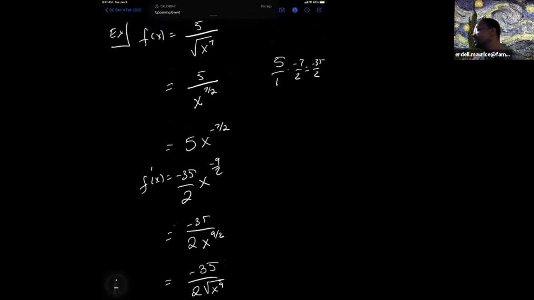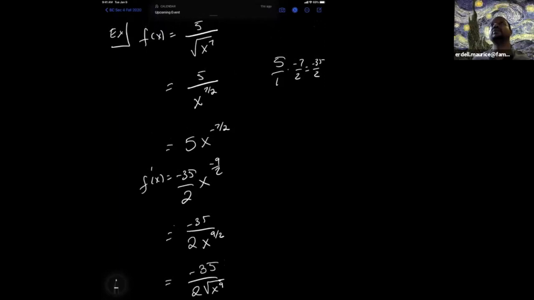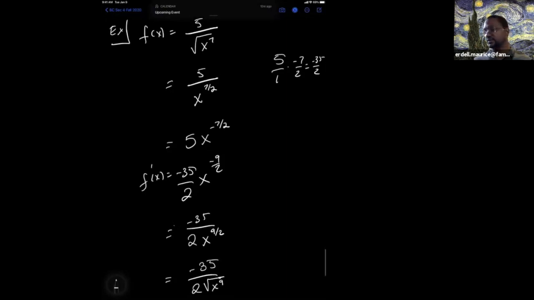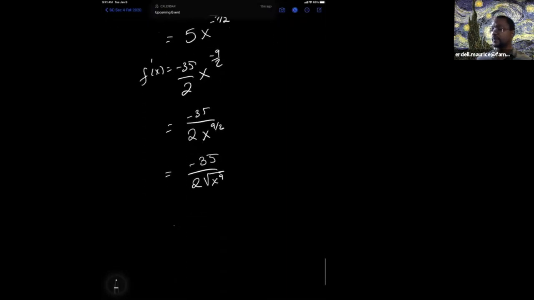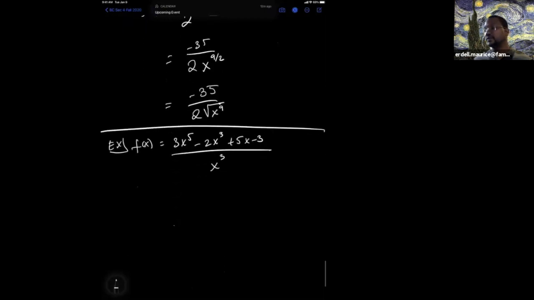I got one more strange example for you guys. Yeah, this is just weird. Again, involving fractions. Let's say I have f of x is equal to 3x to the 5th minus 2x cubed plus 5x minus 3. And I'm dividing this by x cubed, and I want to take the derivative.